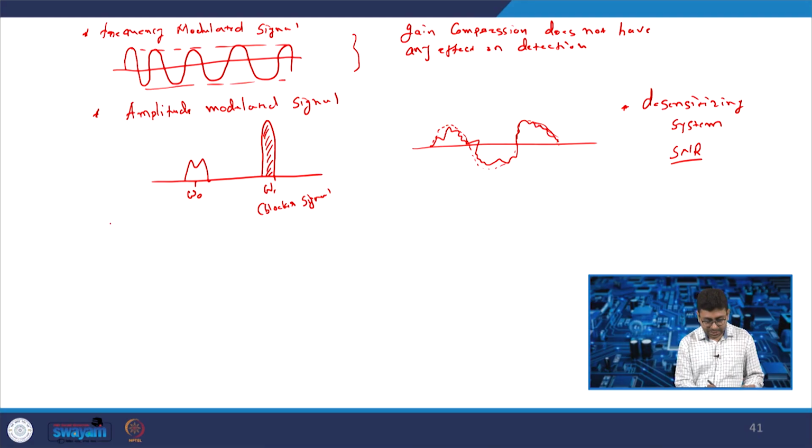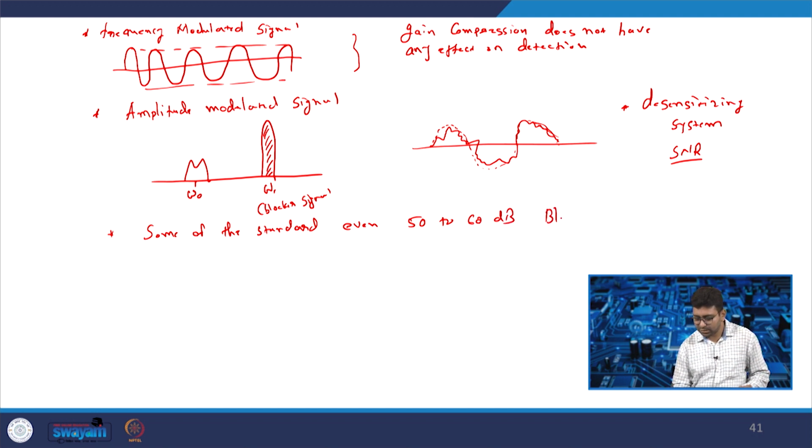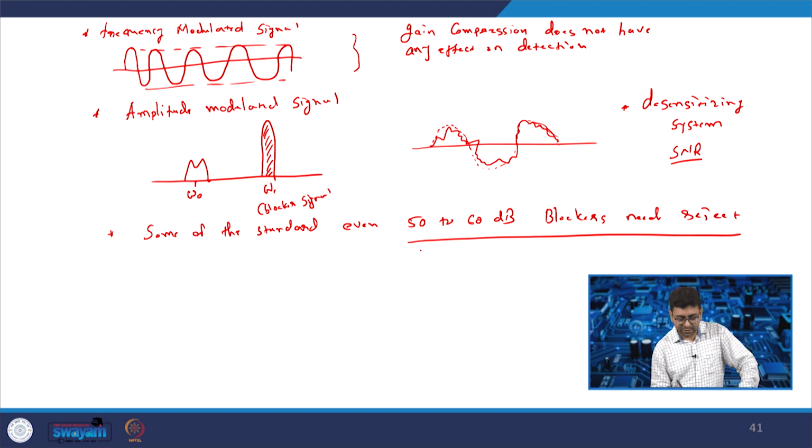And in some of the standards, even 50 to 60 dB blockers need to be rejected. So, you need to have an RF receiver which can reject a blocker that is 50 or 60 dB higher than your desired signal. What it means is that your receiver system should be much more linear, so that this cannot corrupt your desired signal. So, these are the attributes to consider when you are designing the RF system or RF receiver.